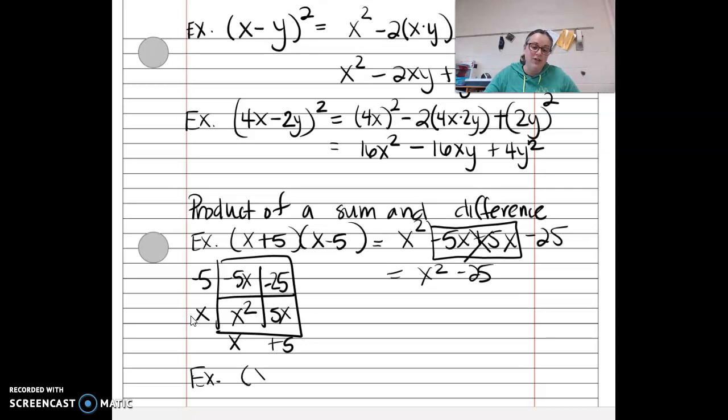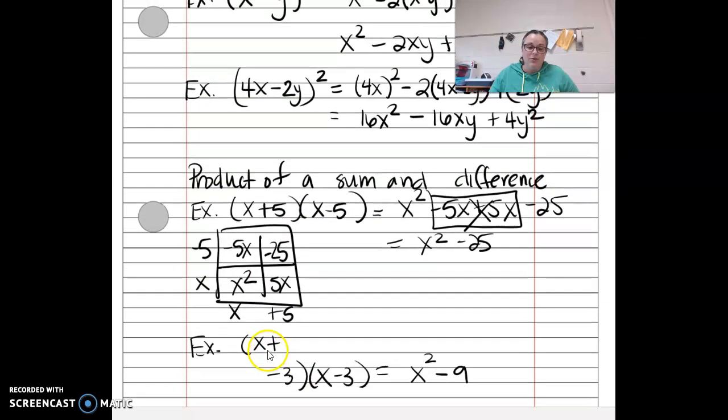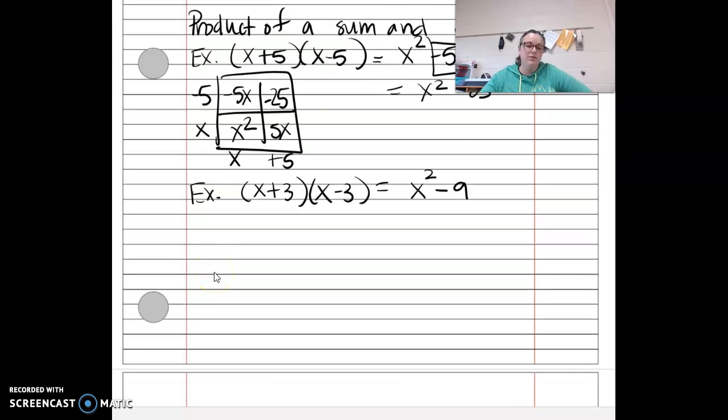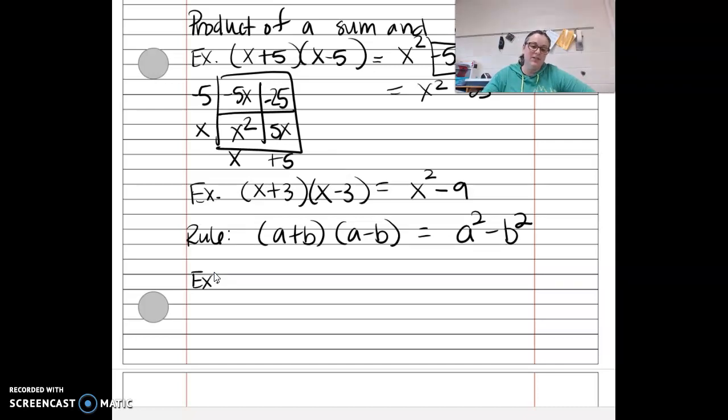So following this conjecture, if I were to take x plus 3 times x minus 3, according to this, I would just have to take my first term and square it, my last term and square it, and subtract them. So x times x gives me x squared. The plus 3 minus 3 would be a minus 9. All right, so let's look at this rule. The rule, if I were to take a plus b times a minus b, I know I would take a squared and then minus b squared. So it works on trickier ones as well.